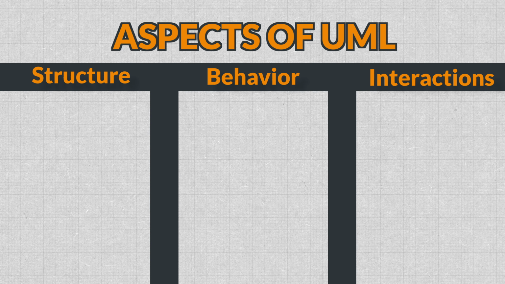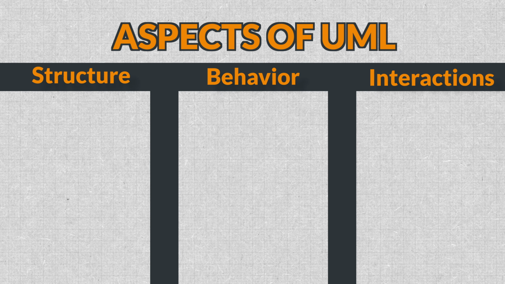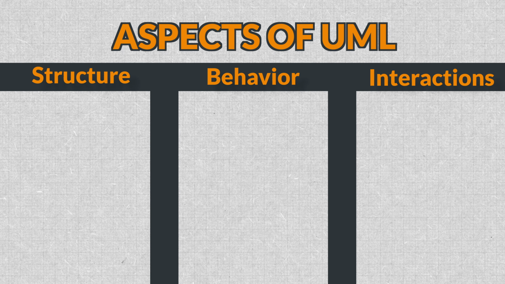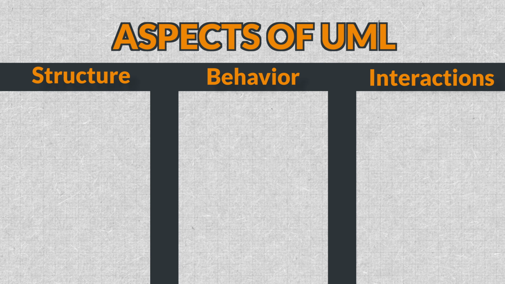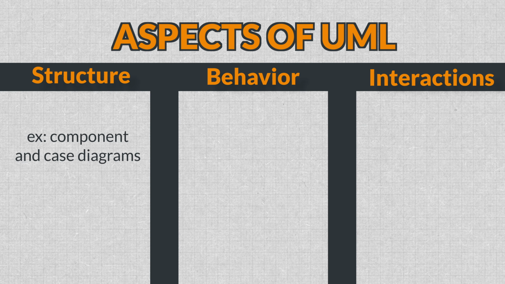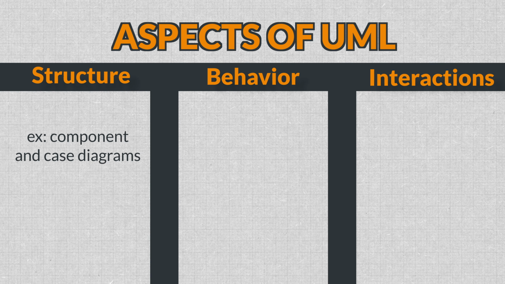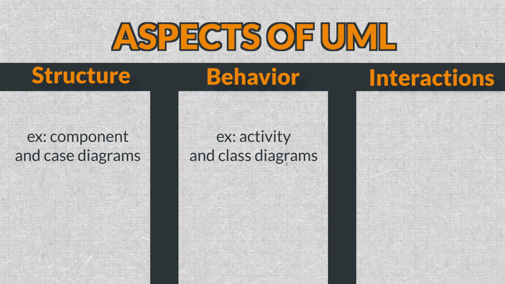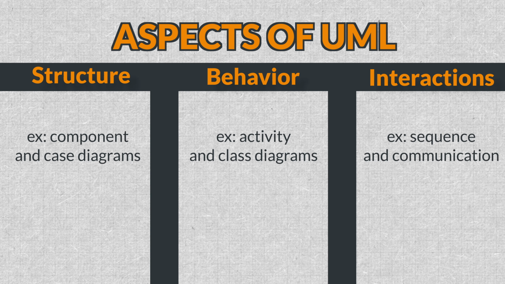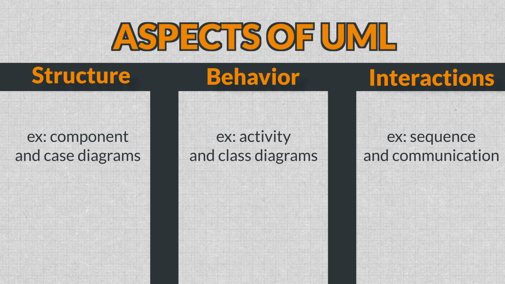All right, so now let's explore the different types of UML diagrams that make up this visual language. Typically UML falls under three types, and these three types coincide with the visualization aspects that we discussed earlier, which are structure, behavior, and interaction. Some UML diagrams like component and case diagrams fall under structure, while other diagrams like activity and class diagrams fall under behavior, and diagrams like sequence and communication diagrams fall under interaction.